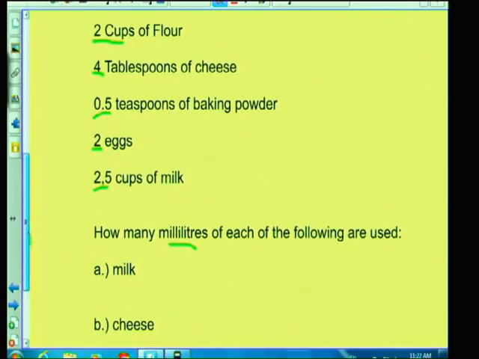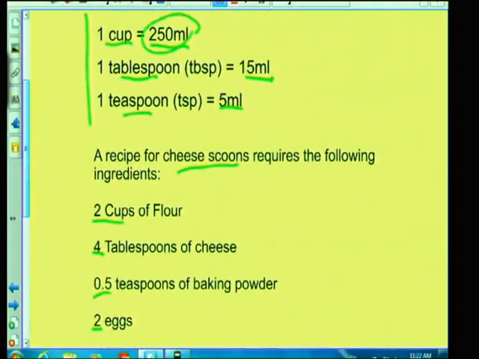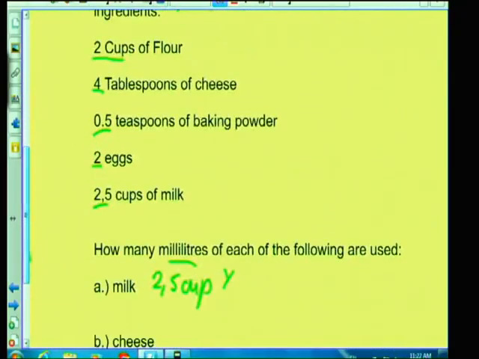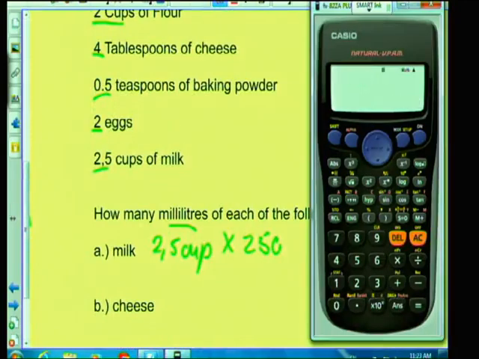We've got milk first of all, so we know it's 2.5 cups of milk, and we're told that 1 cup is 250 milliliters. So it's 2.5 times 250. Let's get the calculator to give us assistance there. 2,5 times 250, and you get 625. 625 milliliters of milk. That's almost a liter. Remember, you should be familiar with changing that to liters as well.